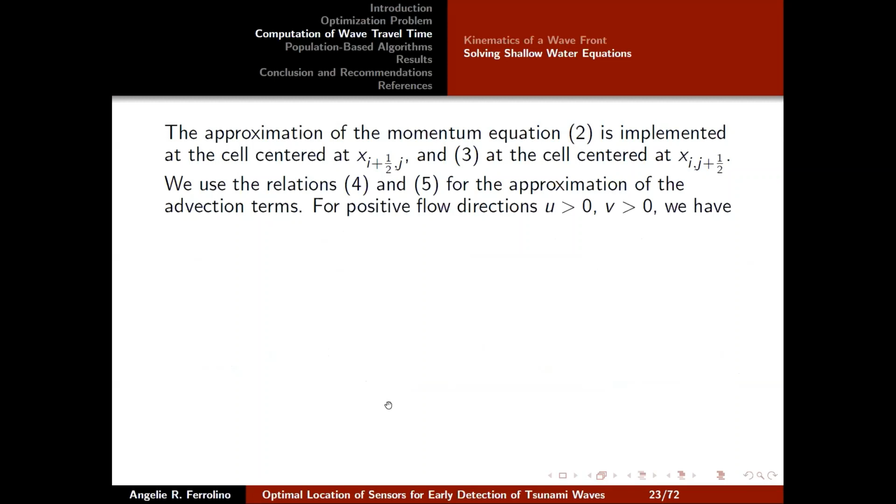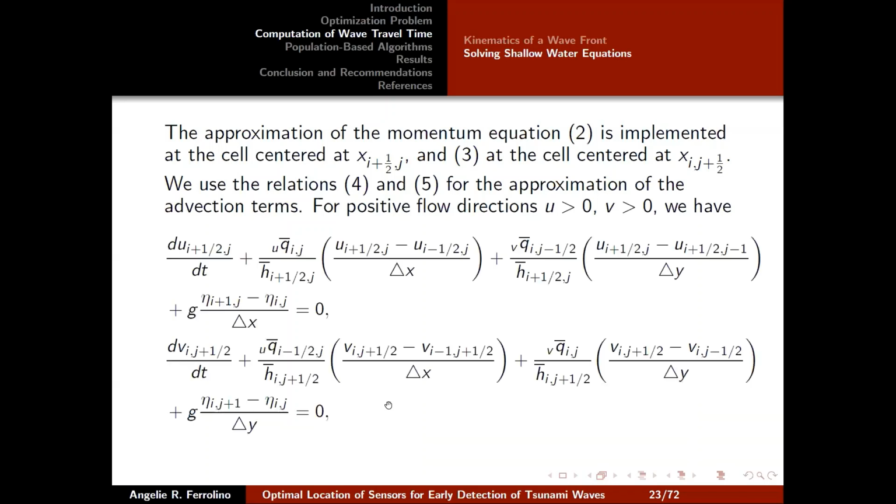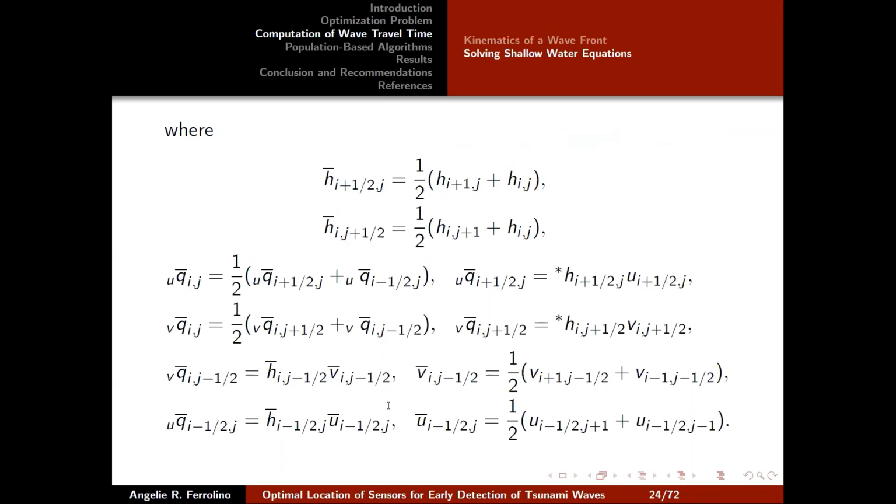We will also use the relations 4 and 5 from earlier for the approximation of the advection terms uu_x, uv_x, vu_y, and vv_y. So if we have positive flow directions, we have this as the discretization. We have this as the approximation of the momentum equations. Similar to the mass equation, we use upwind approximations for the fluxes, while for the other terms, we take the average.